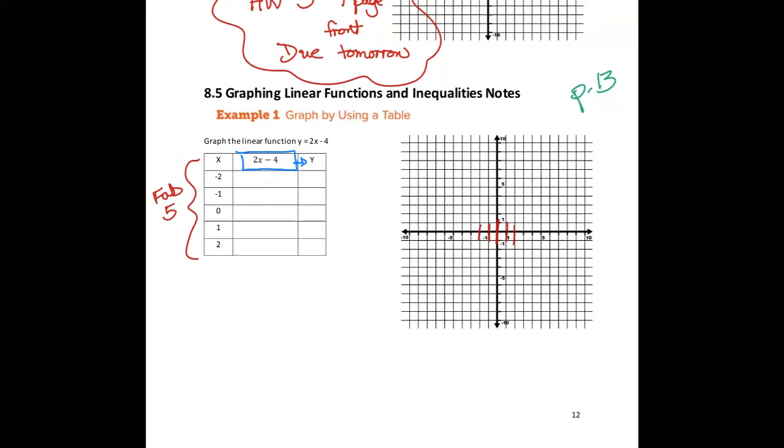So here we are looking at a table. We have X values and we have to come up with the Y value. We're going to use our Fab 5 X values, which are 0, 1, 2, -1, and -2, because we want to see what this graph is doing on either side of the axes, okay?